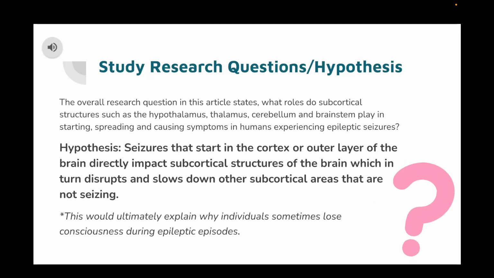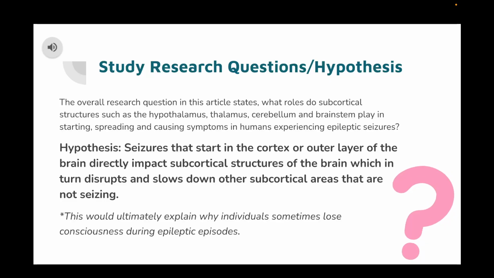Research questions and hypothesis. The overall research question in this article states, what roles do subcortical structures such as the hypothalamus, thalamus, cerebellum, and brainstem play in starting, spreading, and causing symptoms in humans experiencing epileptic seizures?